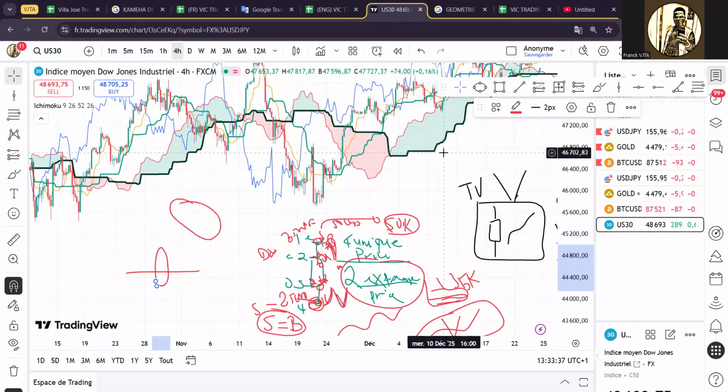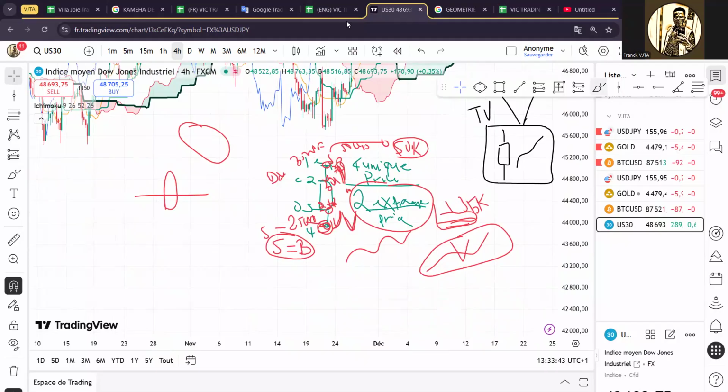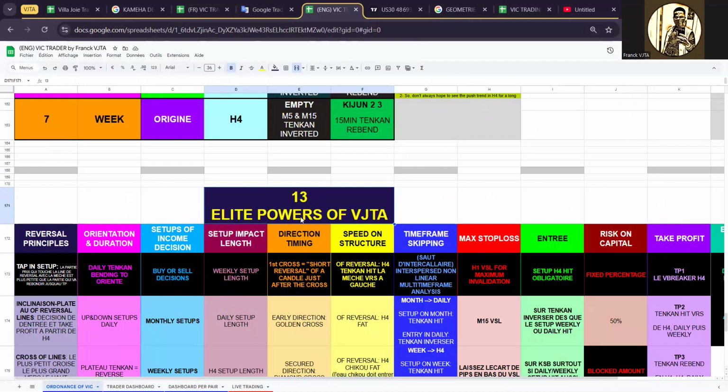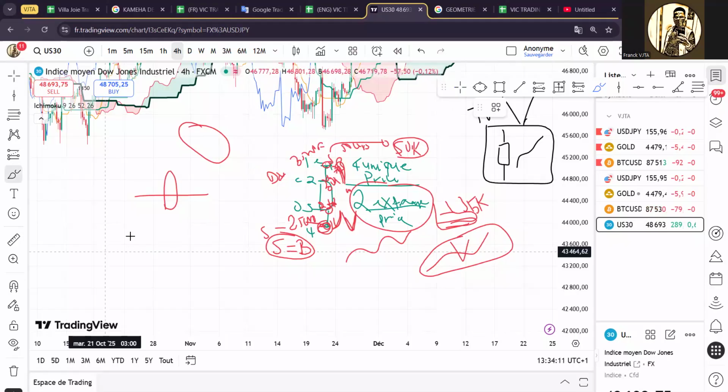So when you have the Vjta Ichimoku cycle and the Vjta way of reading the market, that's why you think of the elite power of Vjta. So I think a lot. Hosoda created the indicator, but I know that he didn't have this way of reading the market. So I thank myself, and I'm proud of myself without being superior to Hosoda, because Hosoda actually created the formula.